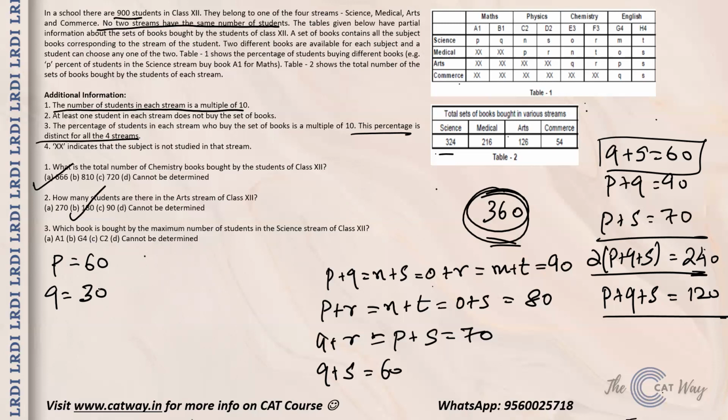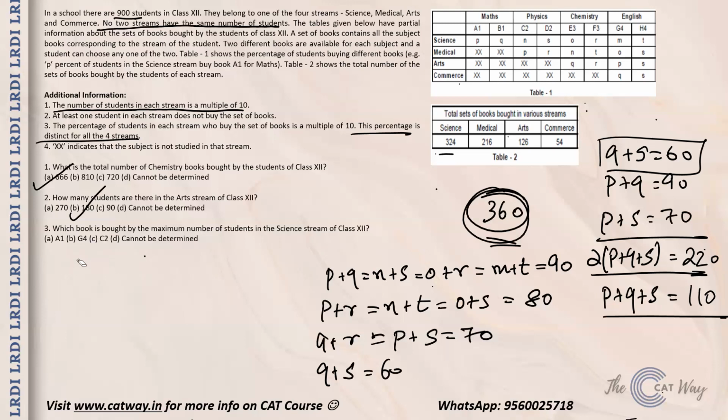Then P plus Q is 90, P is 60, Q will be 30. That is also fine. Am I doing something wrong over here, guys? Just a second. 90, 60, 150, 150 and 70. 150 plus 70 would be 220, right? So this is what we have as 110, right?